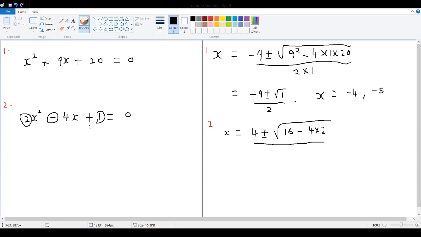And now we need to divide by 2 times this coefficient of the x squared, so times the 2. So we need 2 times 2 on the bottom as our denominator.